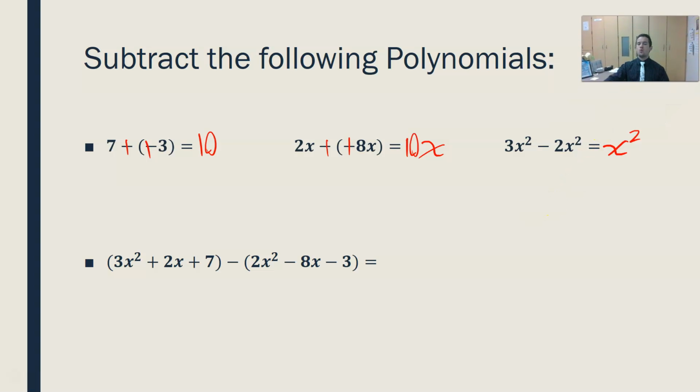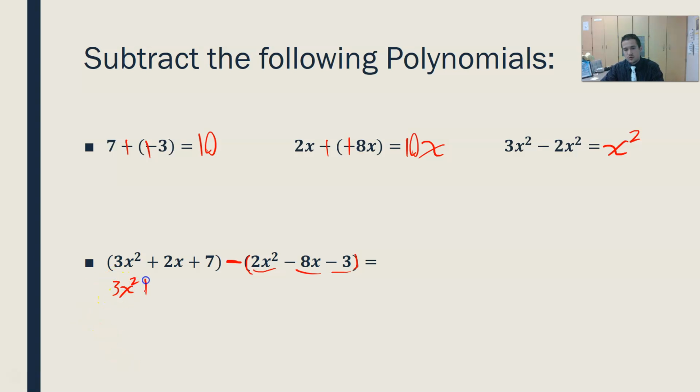Now let's put them into one big problem. So I have 3x squared plus 2x plus 7, minus 2x squared minus 8x minus 3. So this minus is out in front of this parentheses here. Because this subtraction sign is in front of this whole parentheses, all of these terms need to be multiplied by a negative. Or in other words, all of those signs need to change.